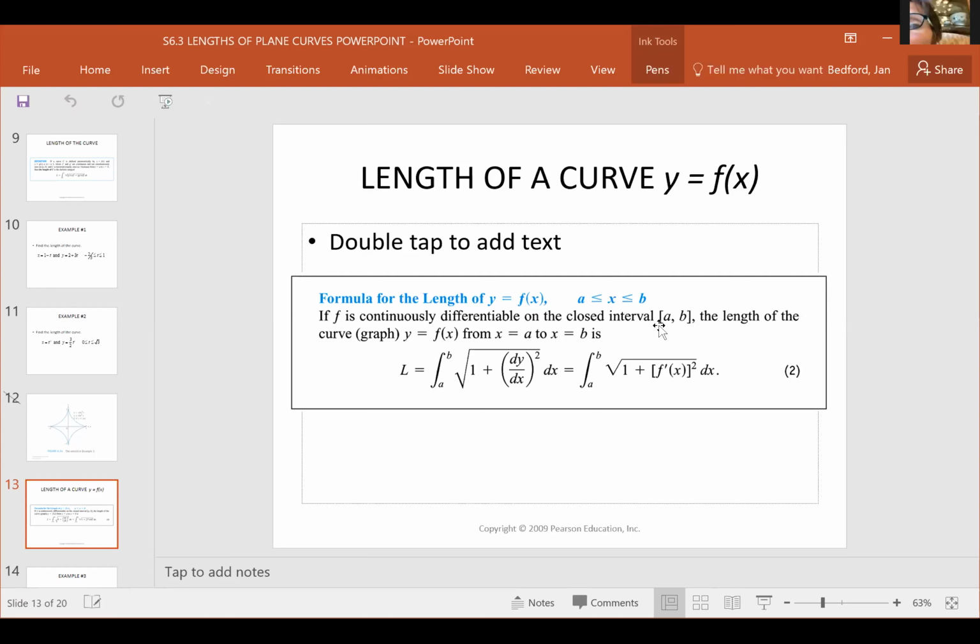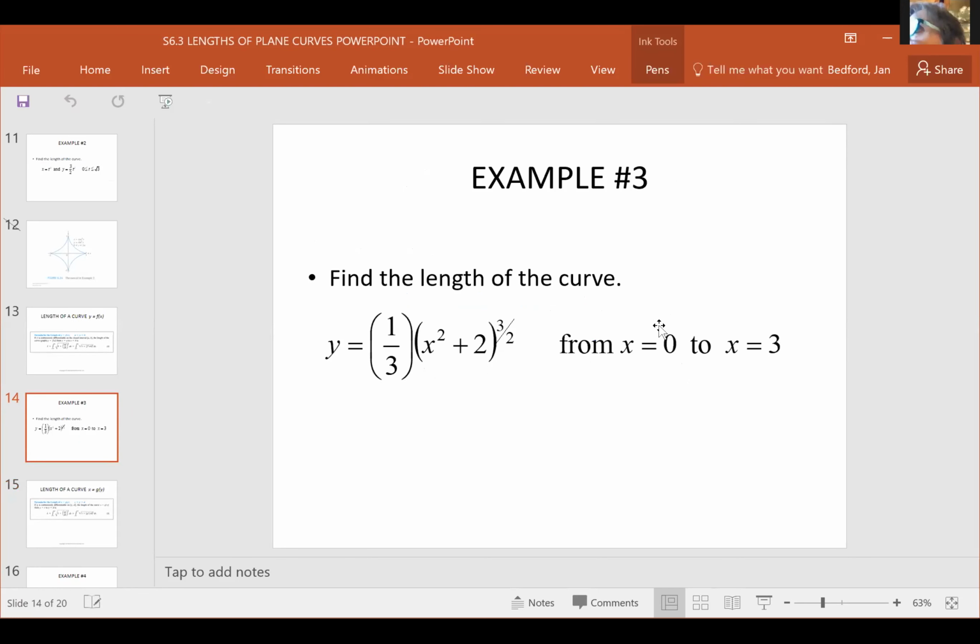Okay? And we might say that you could be measuring x. X could be a function of y. So instead of dy over dx, it would be dx over dy, and your variable of integration would be dy instead of dx. Okay, so let's look at this example. Let's say this function right here, y equals 1/3 times x squared plus 2 raised to the 3/2 power. We want to get the length of that curve from x equals 0 to x equals 3.